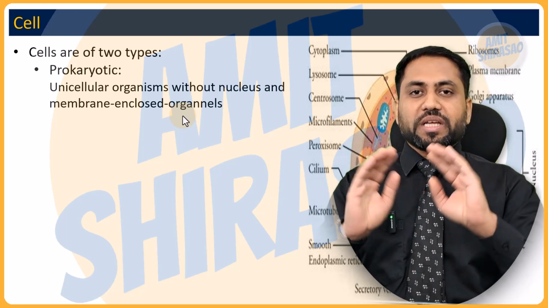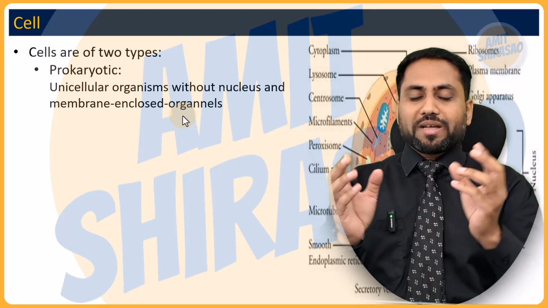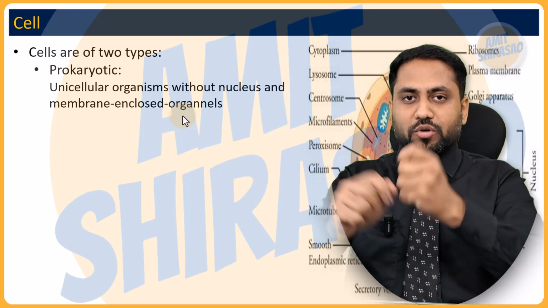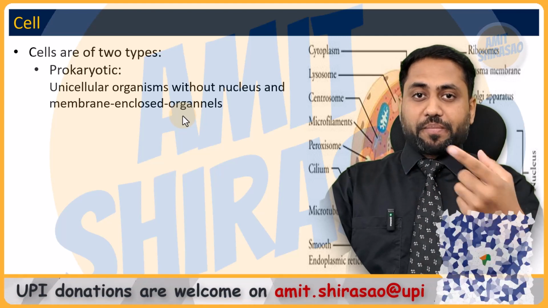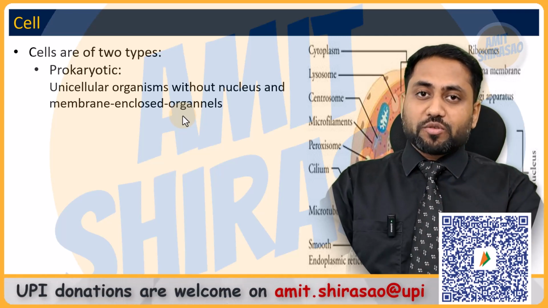They don't have membrane-enclosed organelles. Organelles are not very well defined and they are not covered by a membrane. But the cell membrane is there. Every cell has a cell membrane. Cell membrane is always there.